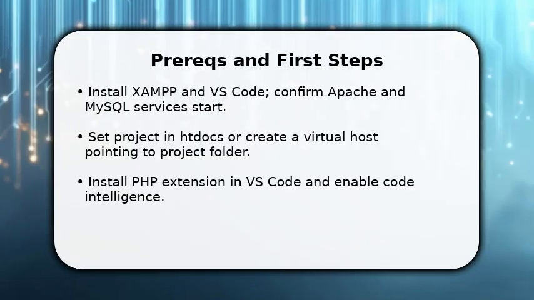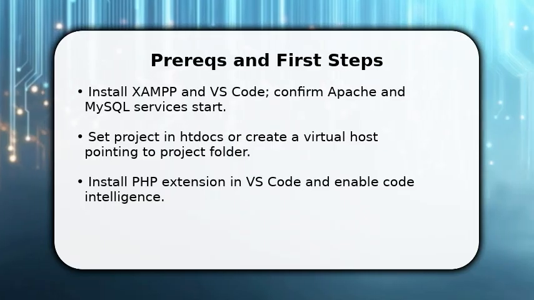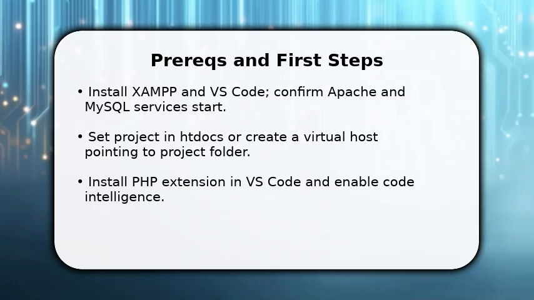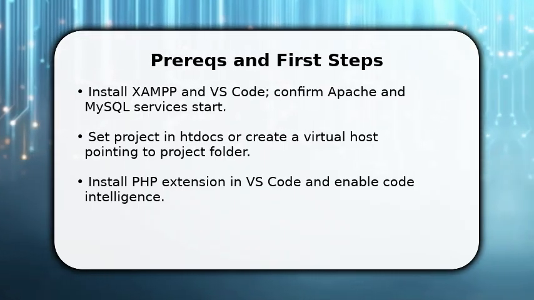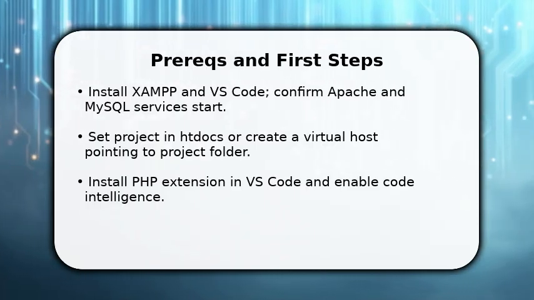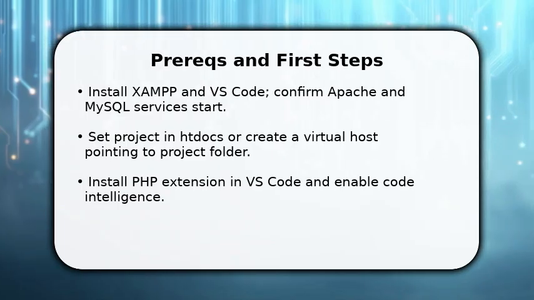You begin by confirming prerequisites: XAMPP installed and Apache running, and Visual Studio Code with the PHP extension enabled. Once done, place your project in htdocs or create a virtual host so Apache serves it. Make sure file permissions allow editing.